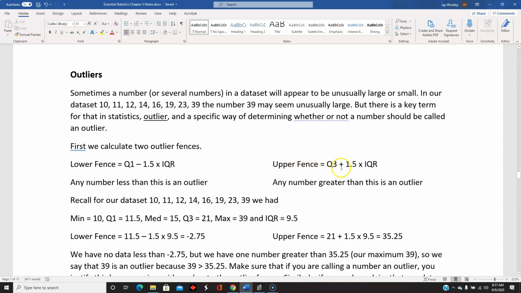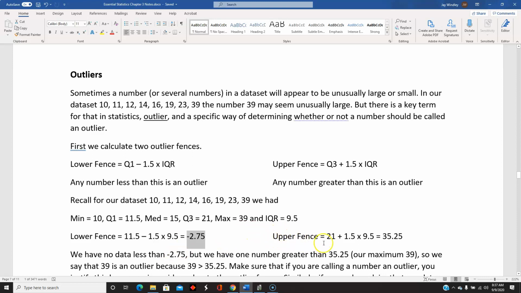And then we have an upper fence, which is quartile 3 plus 1.5 times the IQR. Any number greater than that is an outlier. So for our data set, we had this 5-number summary, and then we calculated the IQR from the quartiles. So the lower fence is quartile 1 minus 1.5 times the IQR. That takes us to negative 2.75. There is no data in our data set that is less than negative 2.75. We don't have any data that's negative.